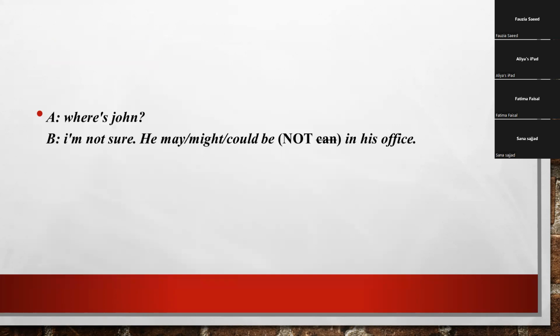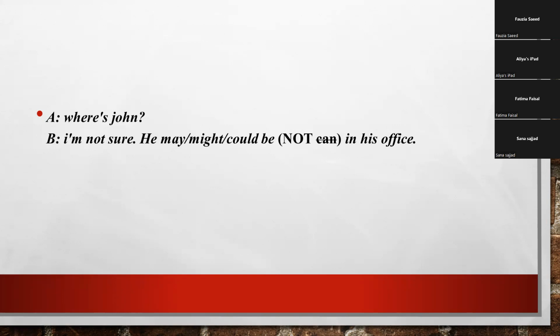Where is John? I am not sure. He might, may, or could be in his office. So you can use these three according to the situation. I'm not sure, he may, he might, or he could be. Any one of these you have to use, but you are not supposed to say he can be in the office. That is wrong.